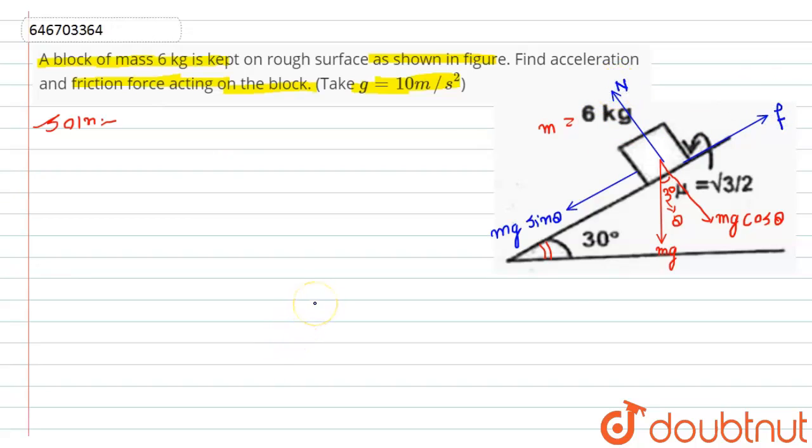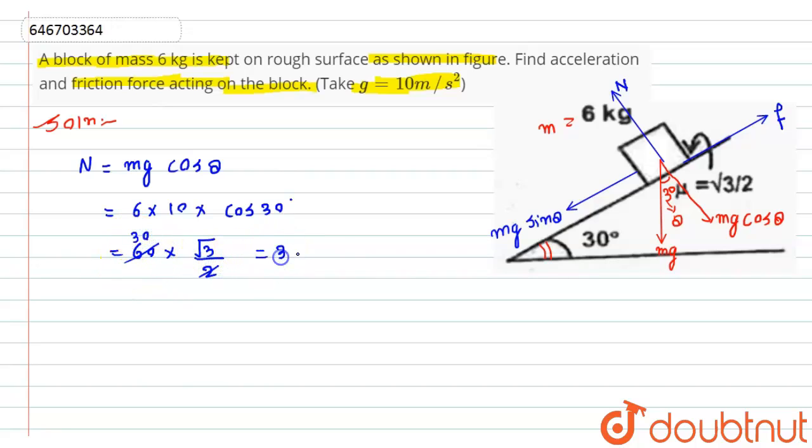Now if we balance the forces, we can say that the normal reaction N equals mg cos theta. Mass is given as 6 kg, multiplied by g, which we take as 10 meter per second square, into cos 30 degrees. So it becomes 60 multiplied by root 3 by 2. Two 3s are 6, so it becomes 30 root 3 Newton.